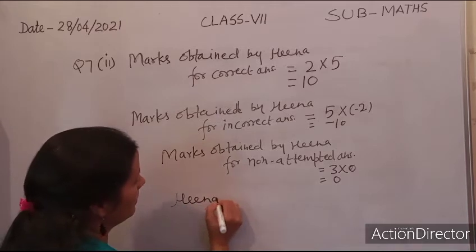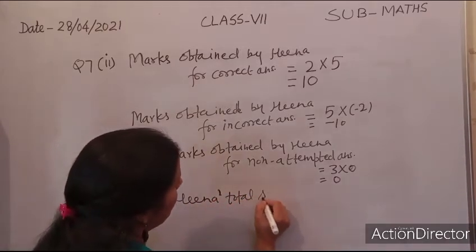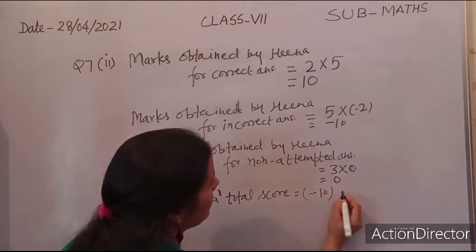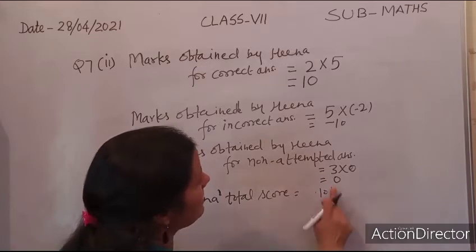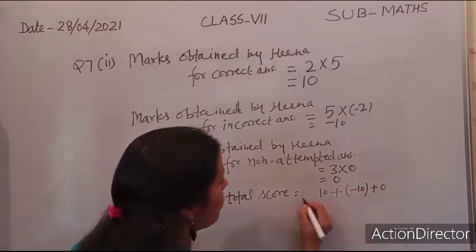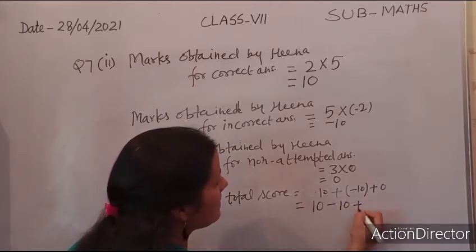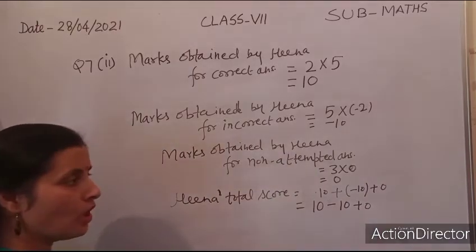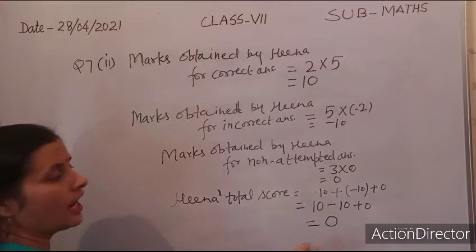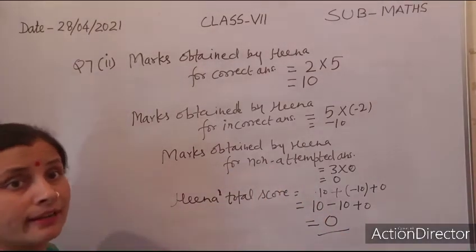Now Hina's total score equals minus 10, plus 10, minus 10 and plus 0. Now open the bracket. Plus and minus will become minus. 10 minus 10 will be 0. Okay, 0 plus 0 equals 0. It means Hina got 0 marks. Hina got 0 marks in that test.